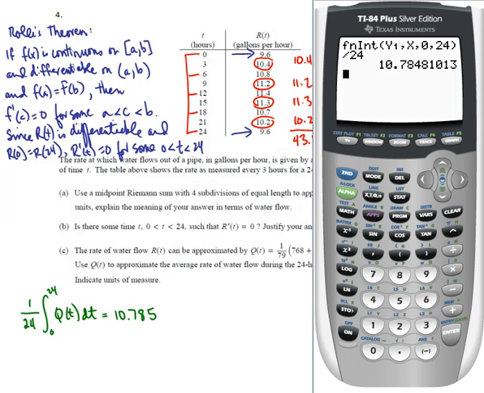10.785. And this is meant to be the average flow of water, and you can look in the table and see that 10.785 is a very reasonable answer, and so that does it for this problem.